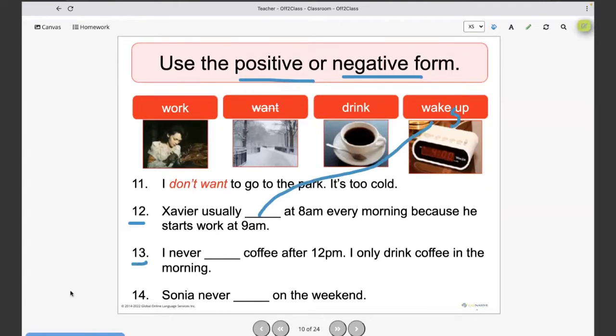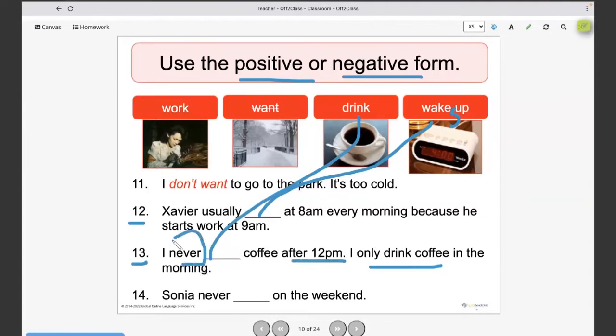I never drink coffee after 11 p.m. I only drink coffee in the morning. So what did I say? I never drink. Excellent. You said I never drink and you didn't say I never don't drink. Here it means I only drink coffee in the morning, meaning after 12 p.m. I don't drink coffee.